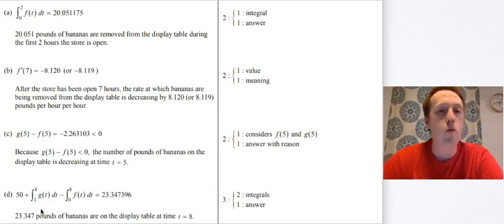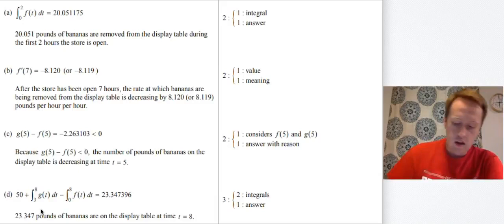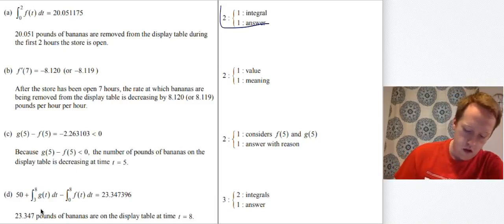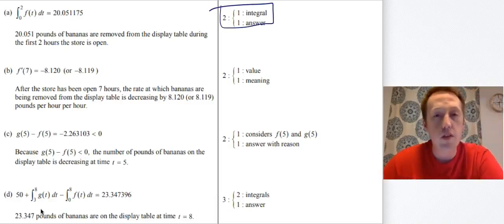Part A, remember we were wanting to know how many pounds of bananas are being removed. So we do an integral and we give the answer. Right over here, 2 points. 1 point for doing the integral. Like I said, you have to tell them what you're doing in your calculator. 1 point for the answer. Part B, that was the one where we had to find f prime of 7 and explain it in the context of the problem. We got 1 point for the value, 1 point for the meaning.